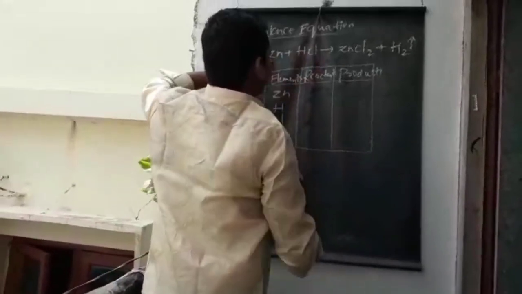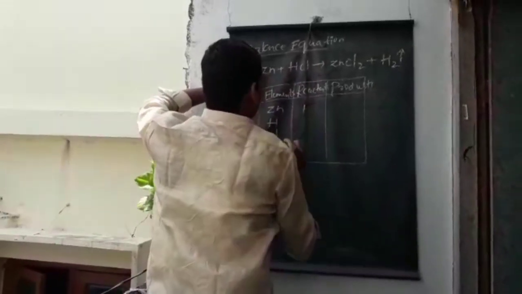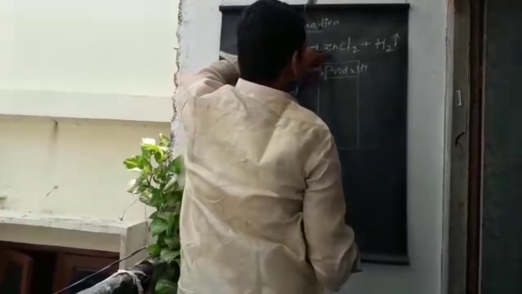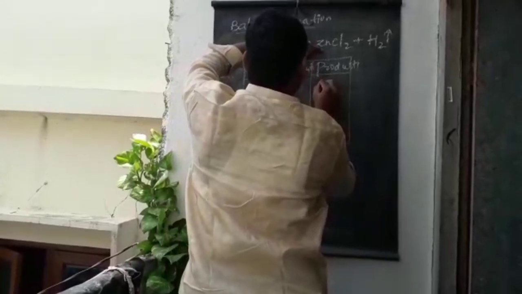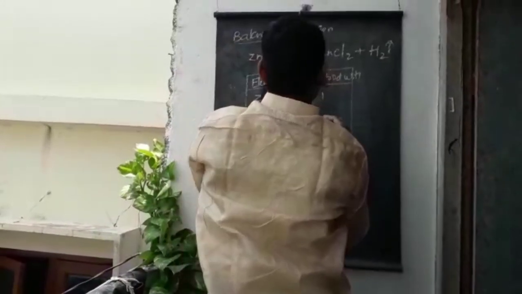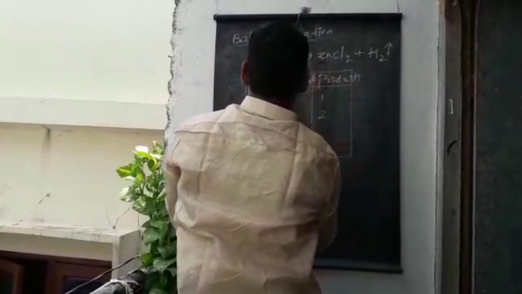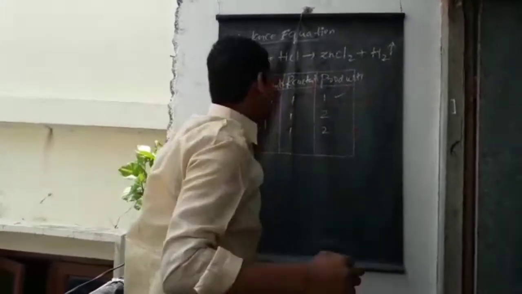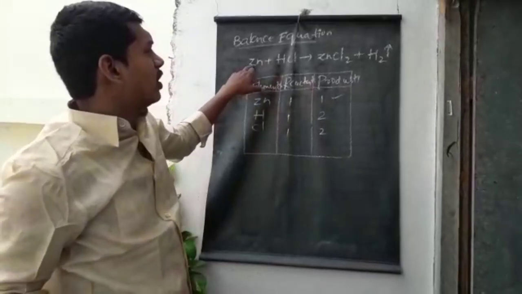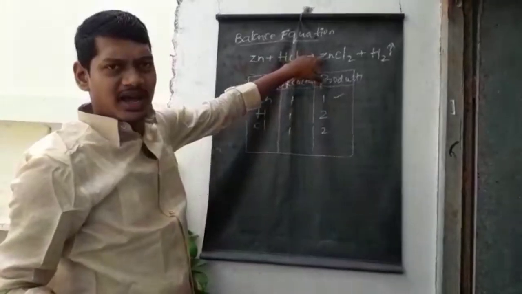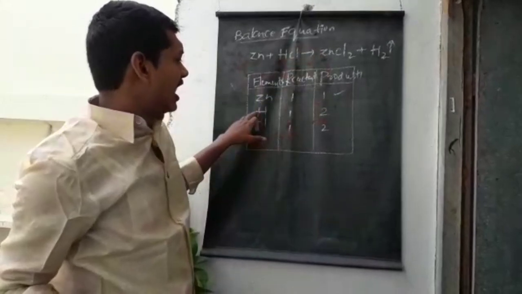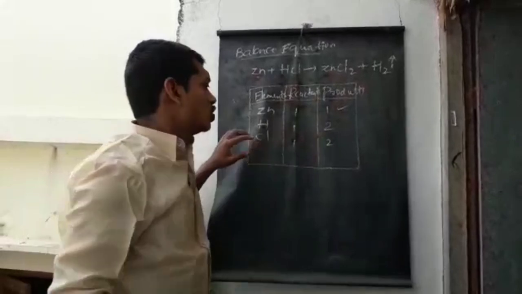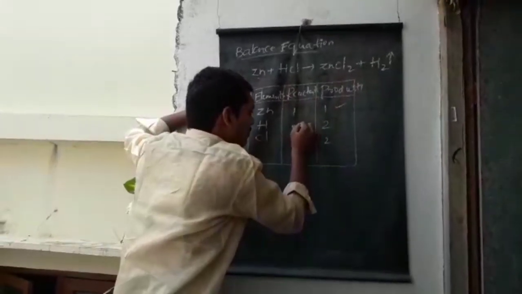How many atoms of each? Zinc: reactants 1, products 1. Hydrogen: reactants 1, products 2. Chlorine: reactants 1, products 2. So zinc is balanced, the coefficient is 1 on both sides, and there is no need to balance it. For hydrogen, the reactants have 1 but the products have 2, so we need to balance it. Simply multiply by 2 to get 2.